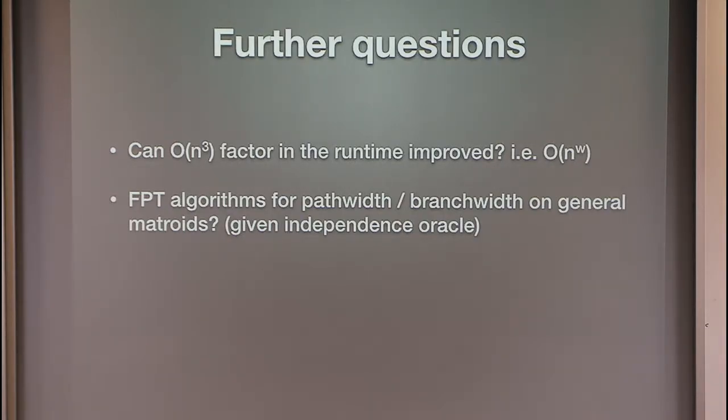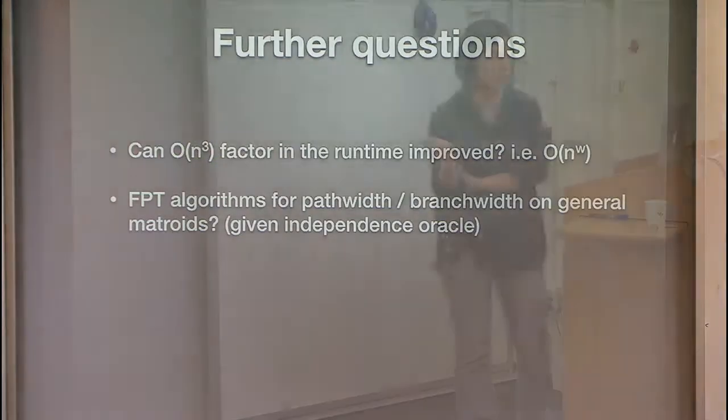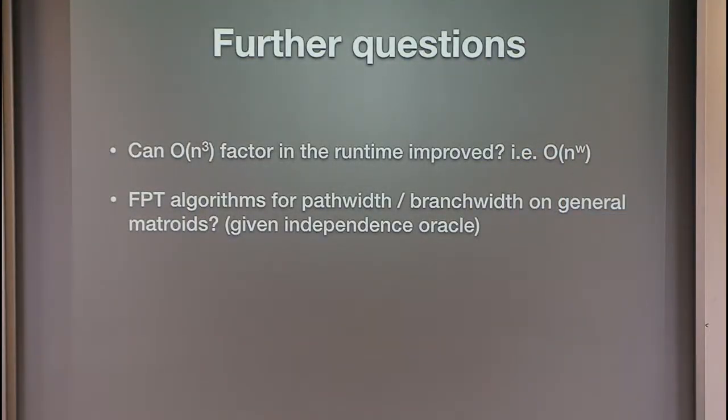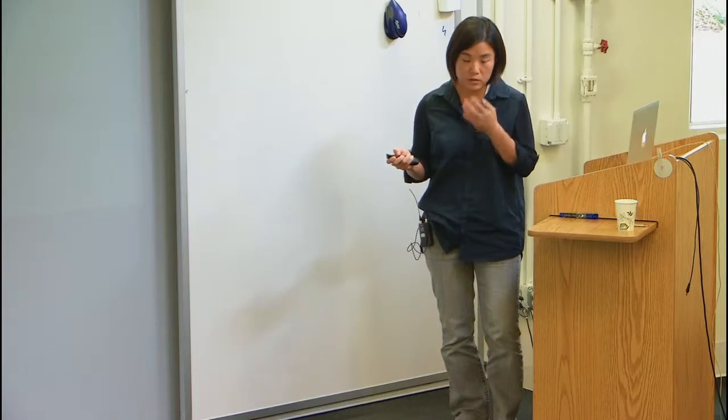So, yeah, there are two obvious questions. One is, we have this O of n to the 3 factor in the running time. Can it be improved? It seems that there is a chance that it can be improved to n to the w, where w is the matrix multiplication exponent. And another question is whether there is an FPT algorithm for pathwidth or branchwidth on general matroids. So using heavy machinery like minor testing doesn't seem to work, but I'm not sure whether there is no hope for that. I don't know any obvious obstacle for it. Do you know any? So this is it. Thank you.